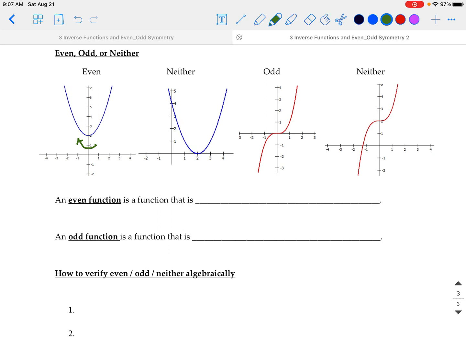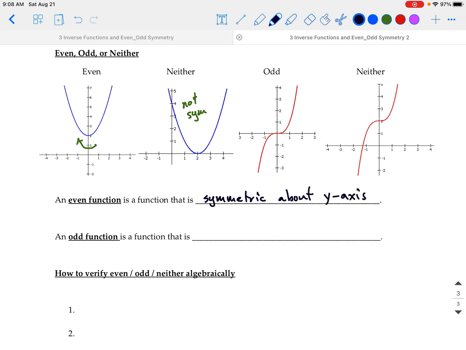And odd symmetry, though, is a little bit different. So what we'll notice for neither symmetry, just being a parabola does not make you symmetric. So this is not symmetric. But for odd symmetry, we have a slightly different symmetry. But let's note that an even function is a function that is symmetric about the y-axis. So we call that an even function.